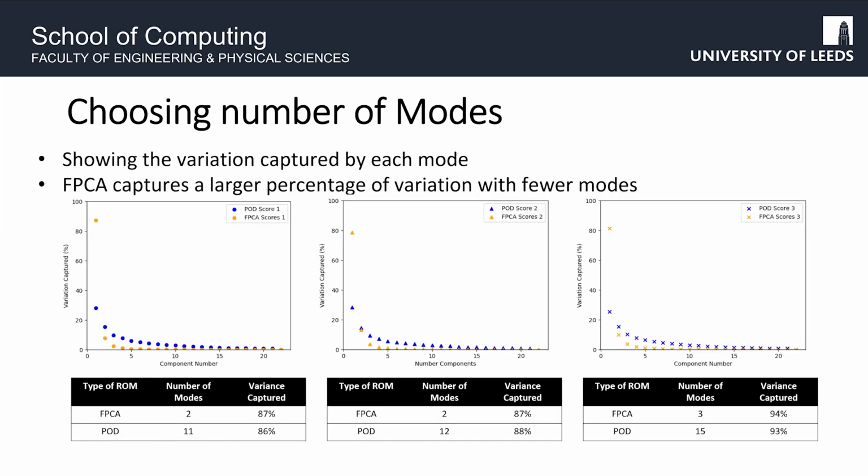And again, when you want to choose the number of modes, you look at the variance that's captured. As you can see from just the FPCA here for this flow field, around 3 modes here, 2 there, and 2 there, 87%, 87%, and 94% is captured. And as you try to use POD, you have to use 15, 12, and 11. So you have to use a lot more data.